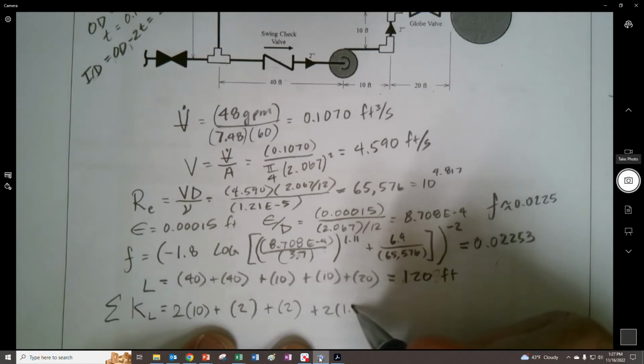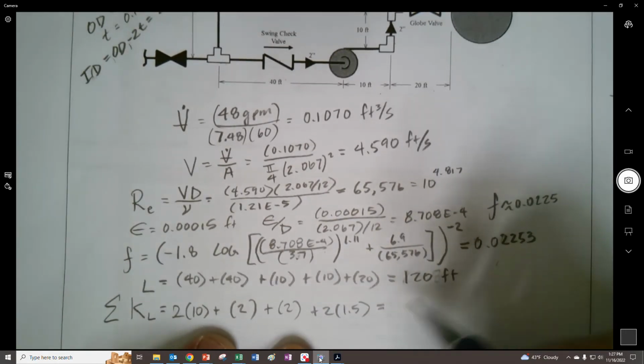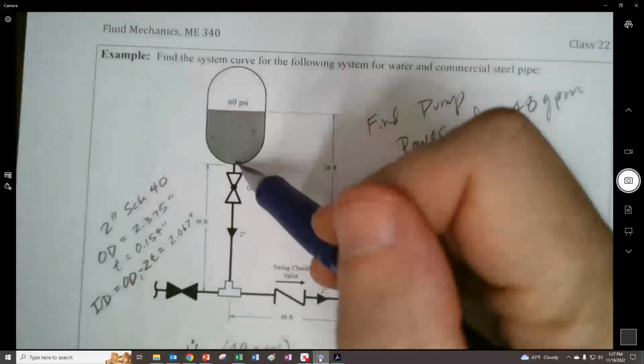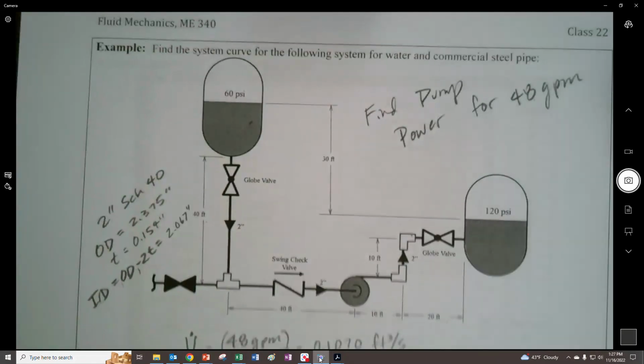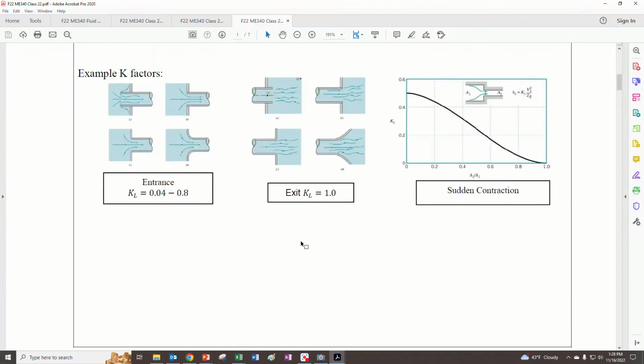2 times 1.5. And I do believe that's going to get me, oh, and we have an exit and an entrance. So I forgot about the exit and the entrance. So we have an entrance and we have an exit, and we have to make a decision about which kind of those are.